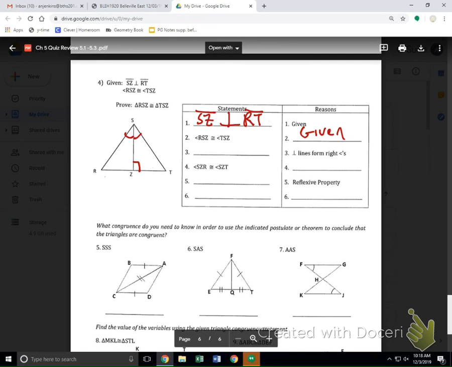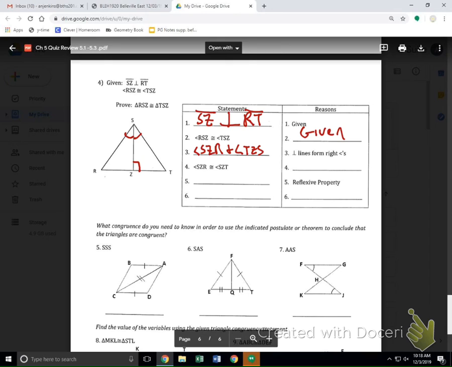So we want to state which ones were the right angles. So angle, you guys are close, you have to put one more letter with it. So SZR or RZS and angle TZS are going to be right angles. So since they're perpendicular, we have to state that we know they formed right angles. So it might seem a little redundant, but we have to say it.